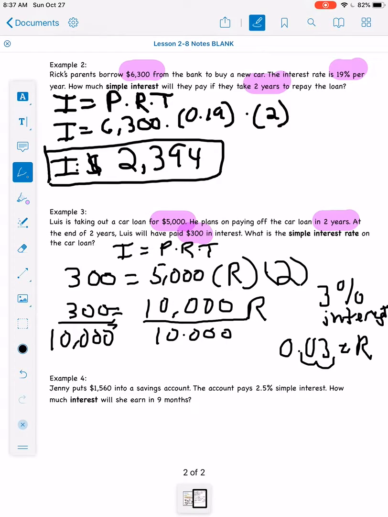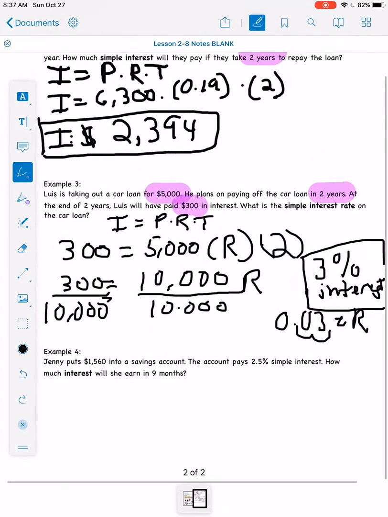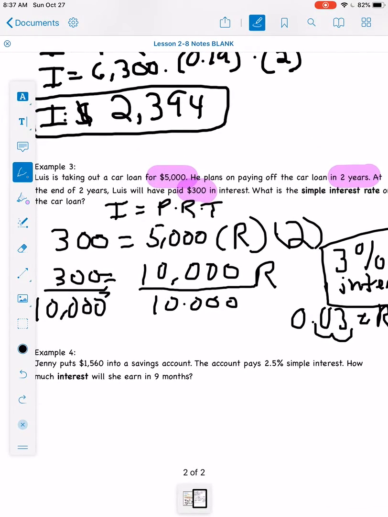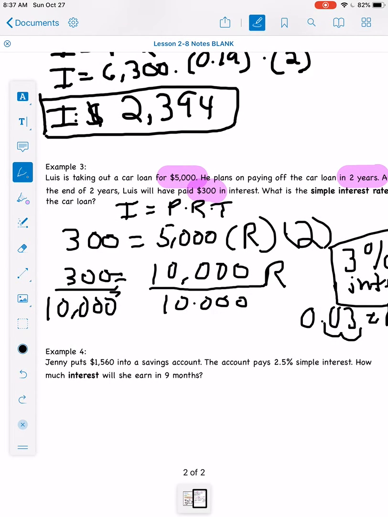Okay, so in these problems, when we're solving for something like that, we just need to solve for the variable that we do not know. So let's look at another example. We have Jenny here who has put $1,500 into her savings account. And that savings account pays 2.5% simple interest. How much interest will she earn in 9 months?